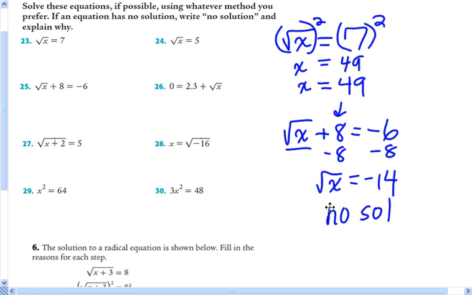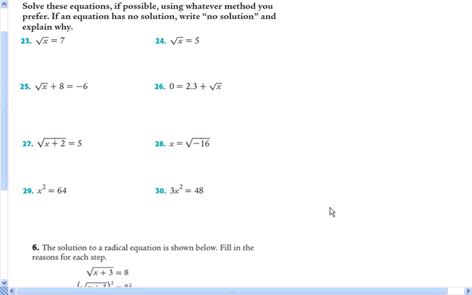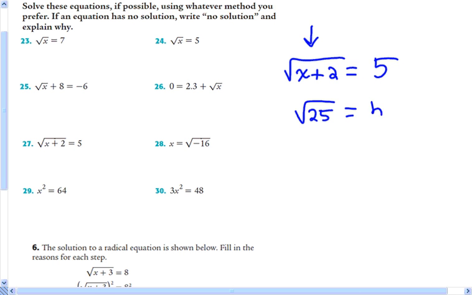All right. Let's look at number 27. Square root of x plus 2 is equal to 5. Now some of you might be thinking in your head, the square root of what number equals 5? And some of you may be thinking, well, I want this to equal 25, because the square root of 25 is equal to 5. So then you're just thinking, what number plus 2 is equal to 25? Just subtract 2 from 25 and we get x equals 23. That's one way you could solve it.